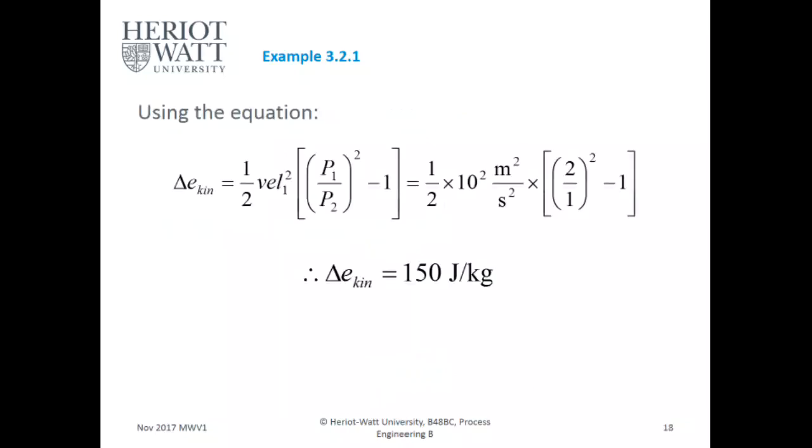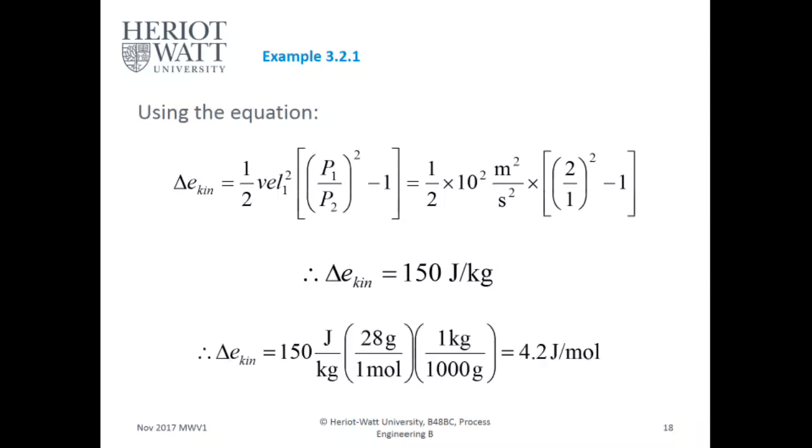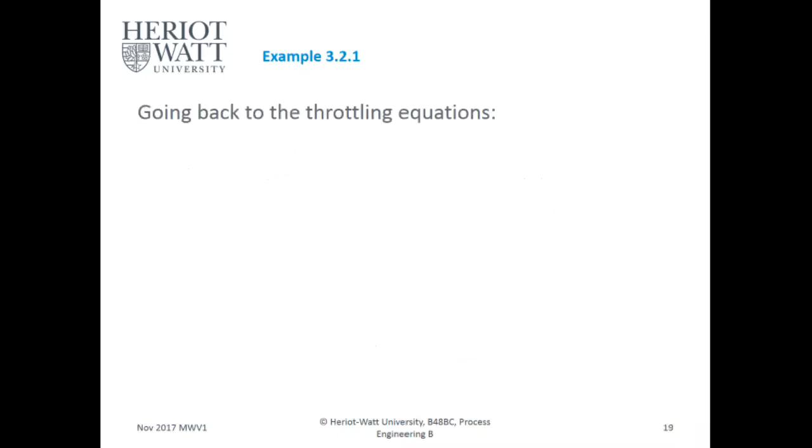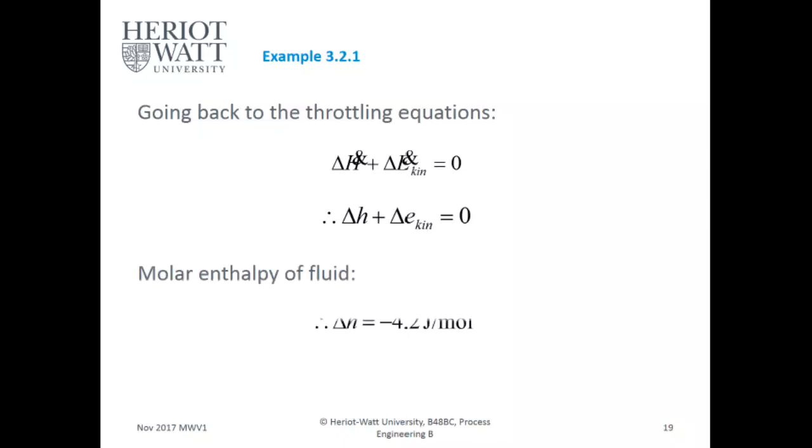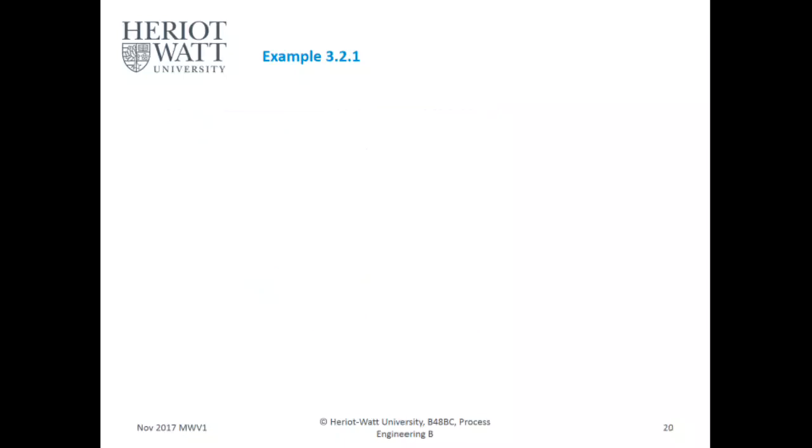So solving for that, you get kinetic energy equals 150 joules per kilogram, and hence 4.2 joules per mole. Minuscule. Going back to throttling, the change in enthalpy plus the change in kinetic energy equals 0, and the molar enthalpy change of the fluid is negative 4.2 joules per mole.